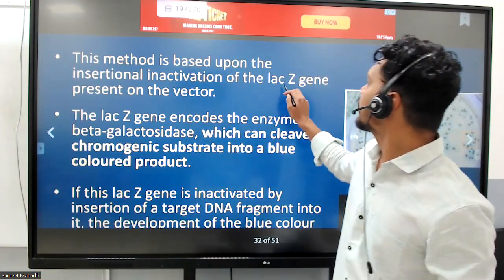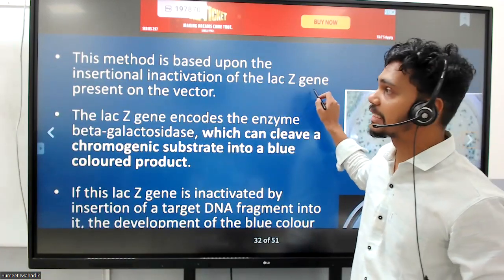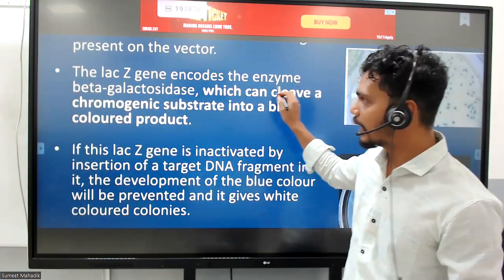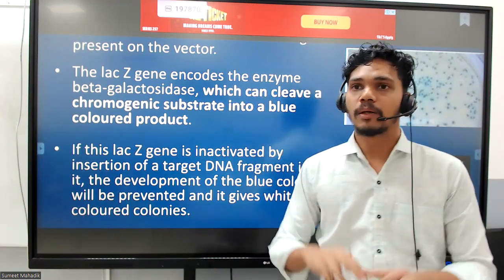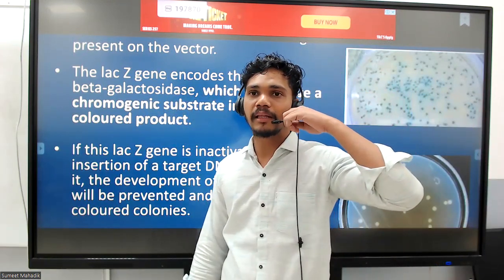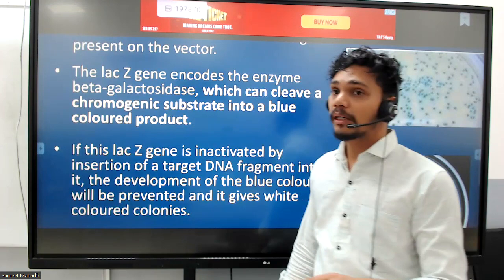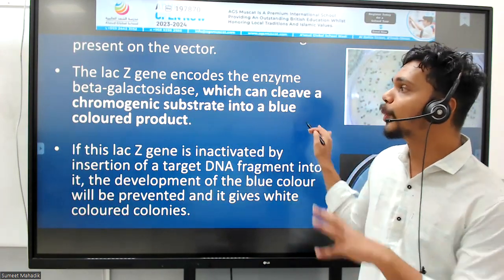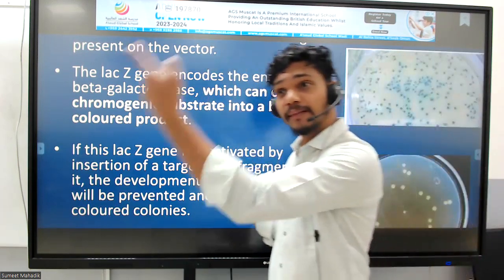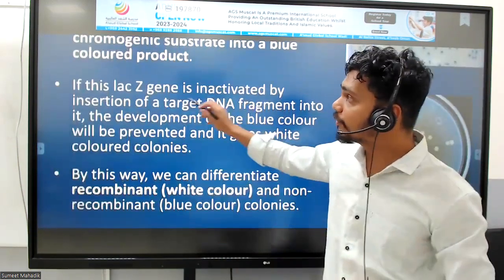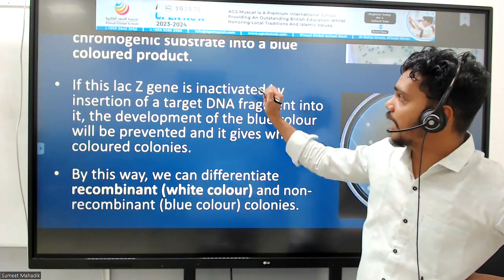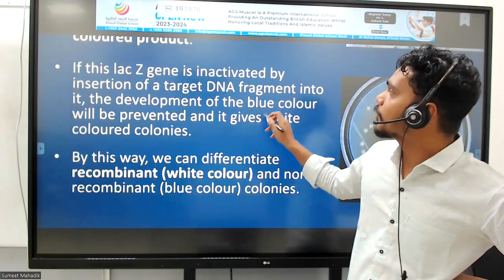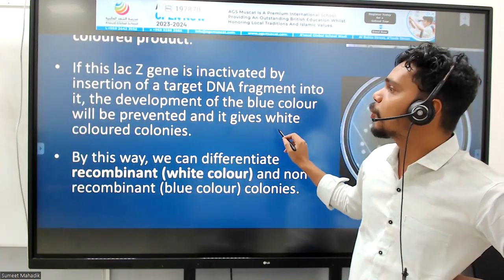The lacZ gene is present on the vector. The lacZ gene encodes the enzyme beta-galactosidase. What is the lacZ gene responsible for? Producing beta-galactosidase, which can cleave a chromogenic substrate into a blue colored product. So if it is present, blue coloration will be there. If this lacZ gene is inactivated by the insertion of the target DNA fragment into it, the development of the blue color will be prevented and it gives a white color.